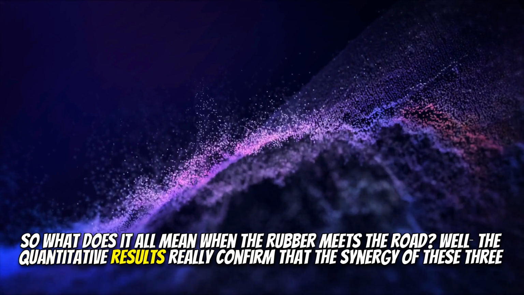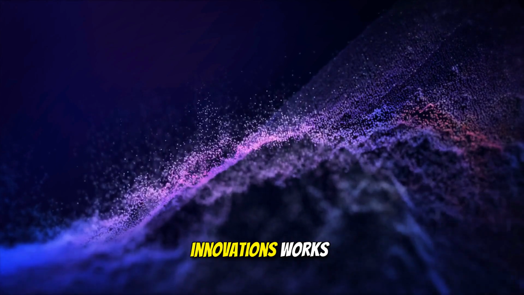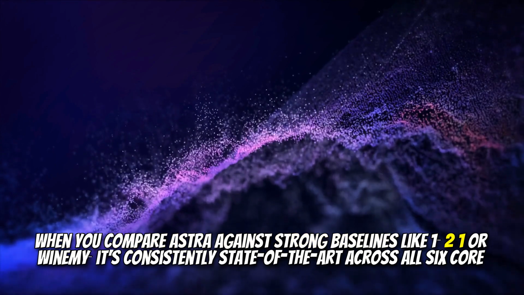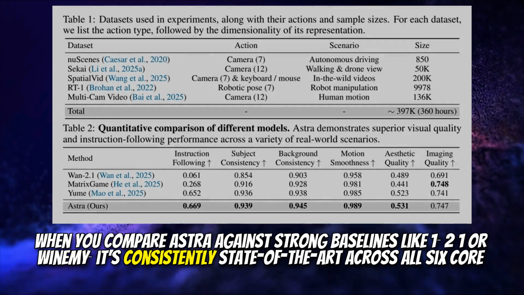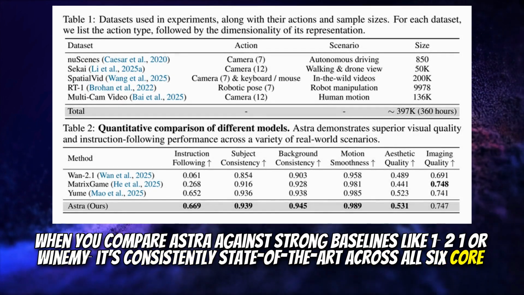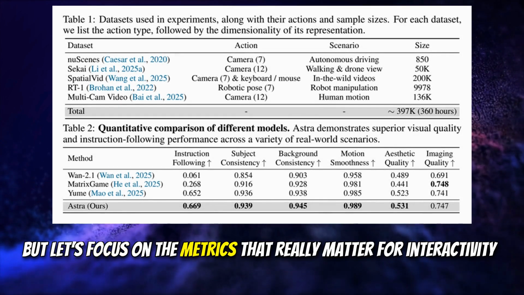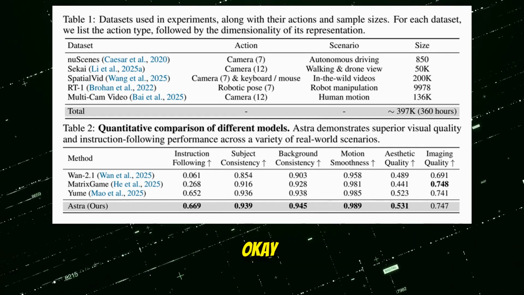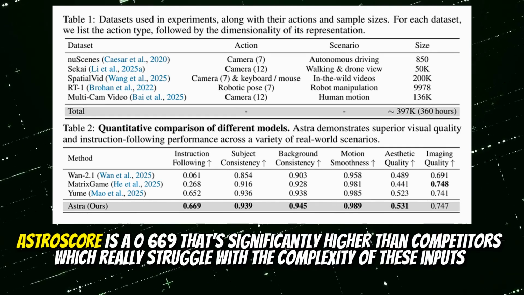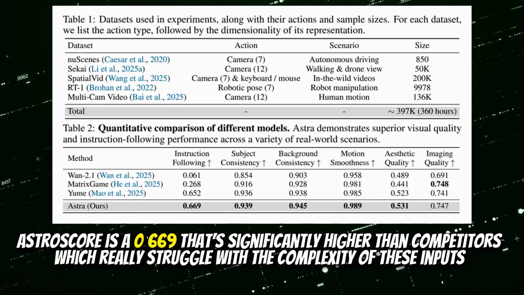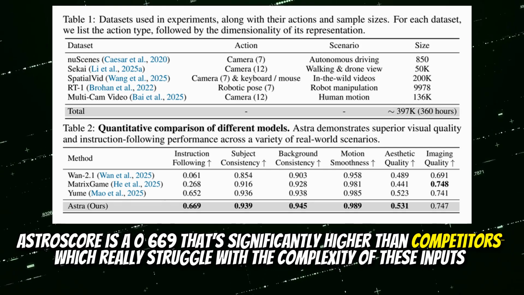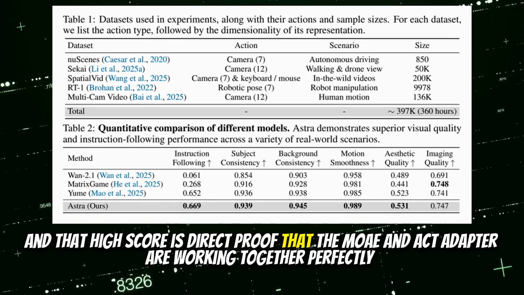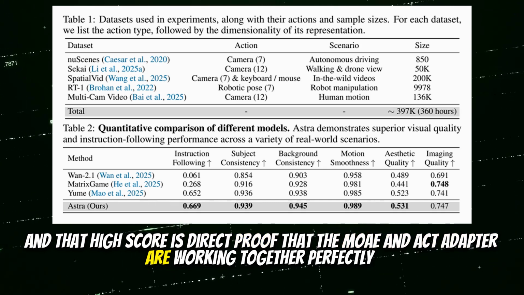Well, the quantitative results really confirm that the synergy of these three innovations works. When you compare Astra against strong baselines like Wan 2.1 or WinMe, it's consistently state-of-the-art across all 6 core metrics. But let's focus on the metrics that really matter for interactivity. Instruction following and motion smoothness. Okay. So look at instruction following. Astra scores a 0.669. That's significantly higher than competitors, which really struggle with the complexity of these inputs. And that high score is direct proof that the MoAE and ACT adapter are working together perfectly.